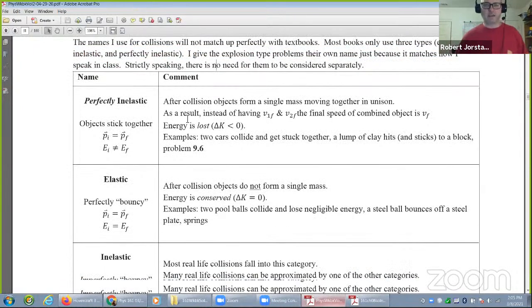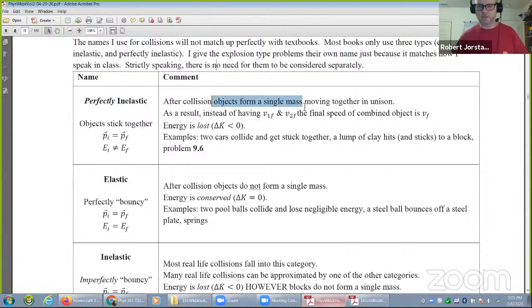All right, so for me, there's a perfectly inelastic collision. That's one where the two objects collide and form a single mass. Energy is lost. So we say the objects stick together, the momentum initial equals the momentum final, but not the energy. An example problem would be 9.6. If they are elastic, we say it's perfectly bouncy. This is the special case. Energy is also conserved. The objects do not form a single mass. The initial momentum equals the final and energy.